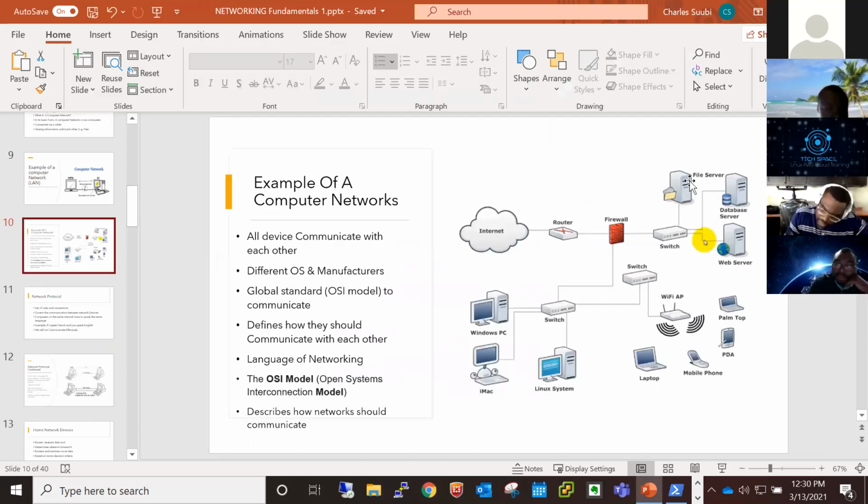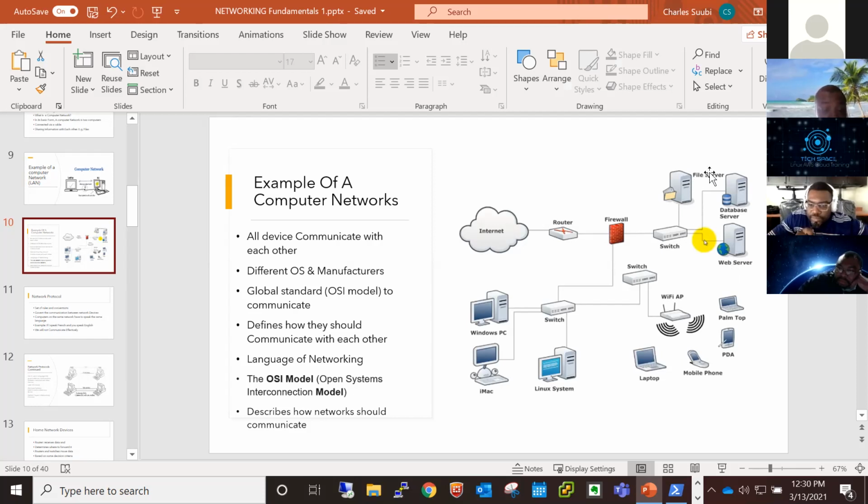Guys, remember, I'm bringing you back to this example. We had a file server. This file server has an IP address. We have a database server. This database server has an IP address. We do have a web server. This web server has an IP address.